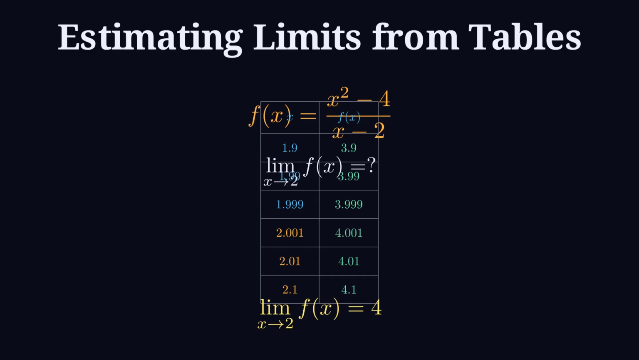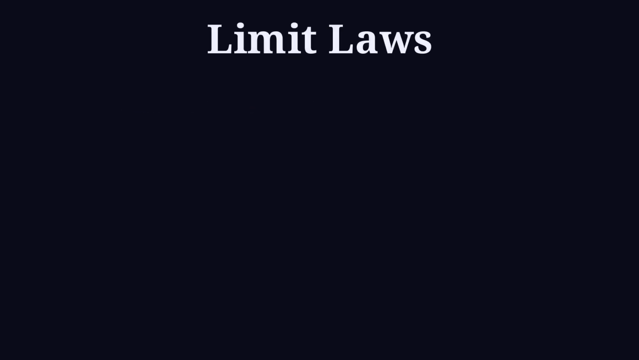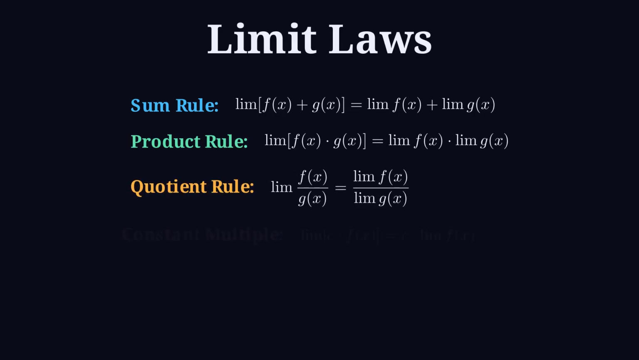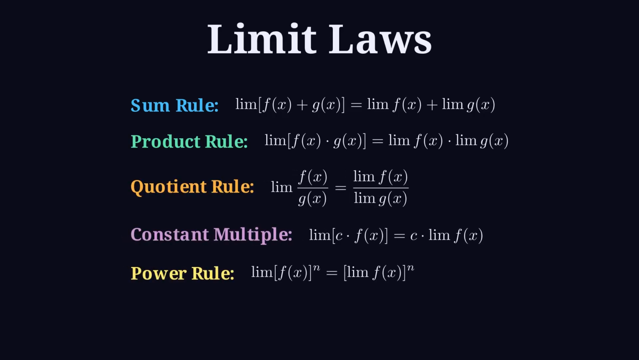From the left, 1.9 gives 3.9, 1.99 gives 3.99, 1.999 gives 3.999. From the right, 2.001 gives 4.001, 2.01 gives 4.01, 2.1 gives 4.1. Both sides are clearly approaching 4, so the limit equals 4.